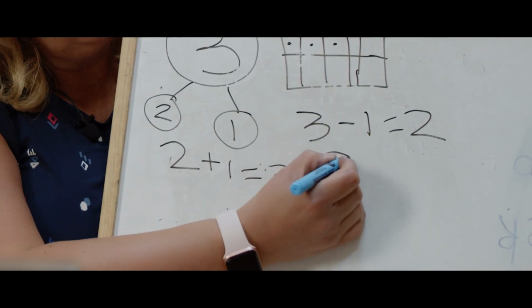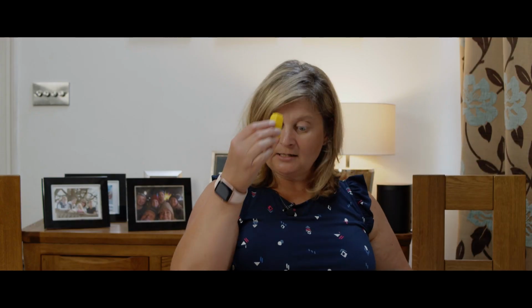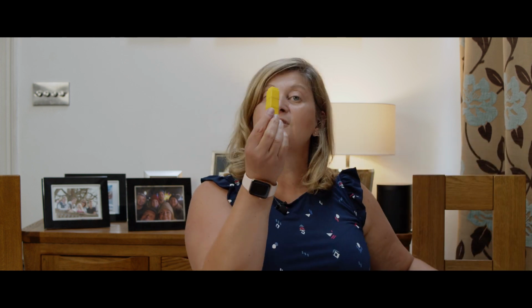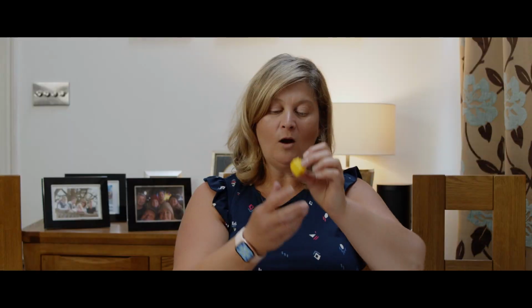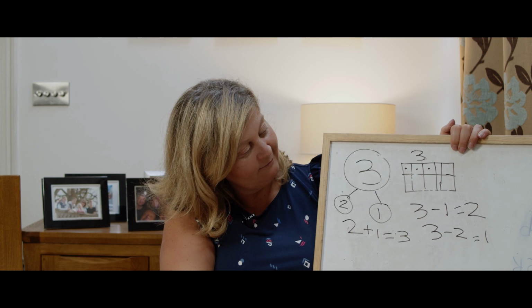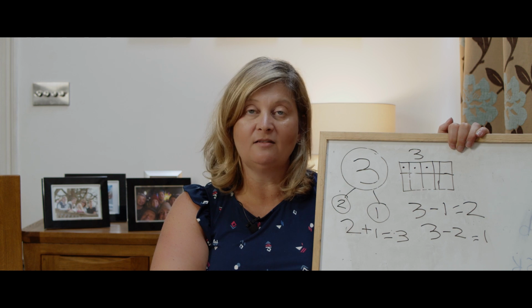What if I do this one? 3 take away 2 equals. So again, start with your cubes, and you always have to make sure you start with the right amount of cubes. 1, 2, 3, or objects that you've got. I've got 3, and this time I'm taking away 2. So 3 take away 2. So 1, 2. I've taken 2 away, and I've got 1 left, so I can write that on my number sentence. So those are all different ways that we have been learning about number 3.